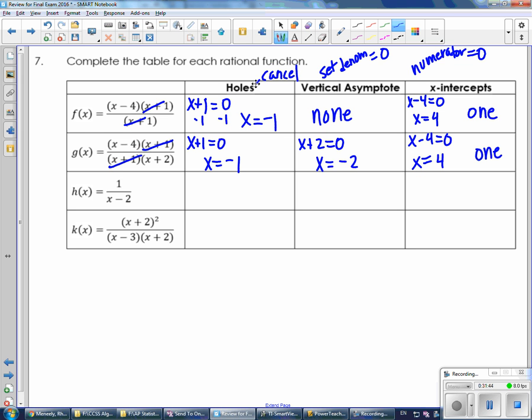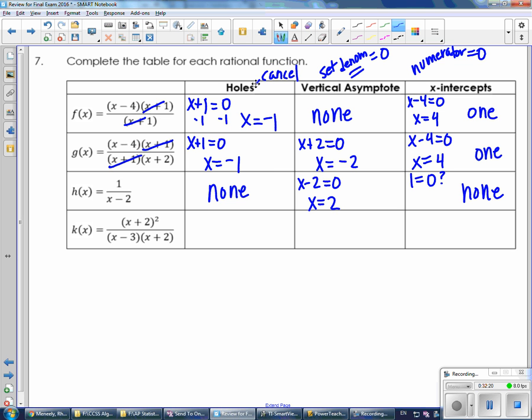In letter H, I've just got 1 over the quantity x minus 2. Since nothing cancels, I don't have any holes. To find my vertical asymptote, I want to set my denominator equal to 0. So x minus 2 equals 0. If I solve for x, I get that x is equal to 2. And my x-intercepts occur when my numerator is equal to 0. Well, is there any way for 1 to equal 0? No. So I have no x-intercepts. This function is not going to cross the x-axis.